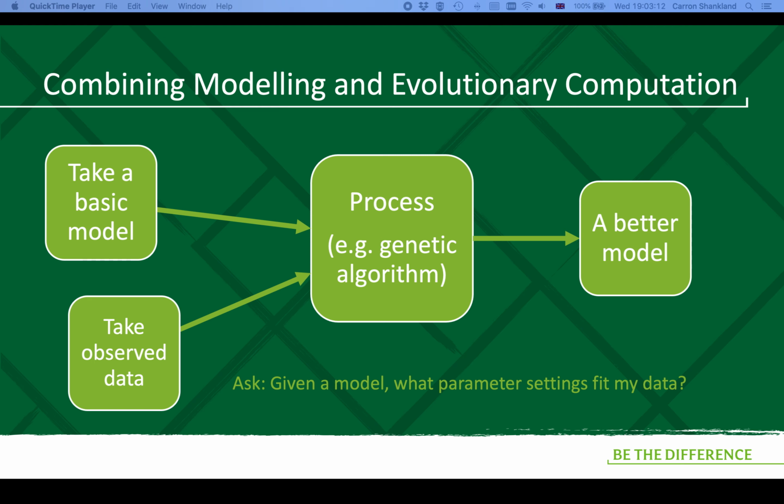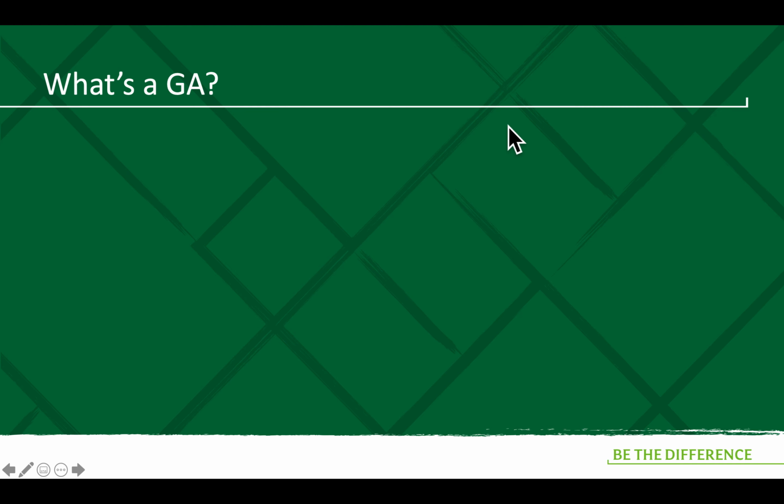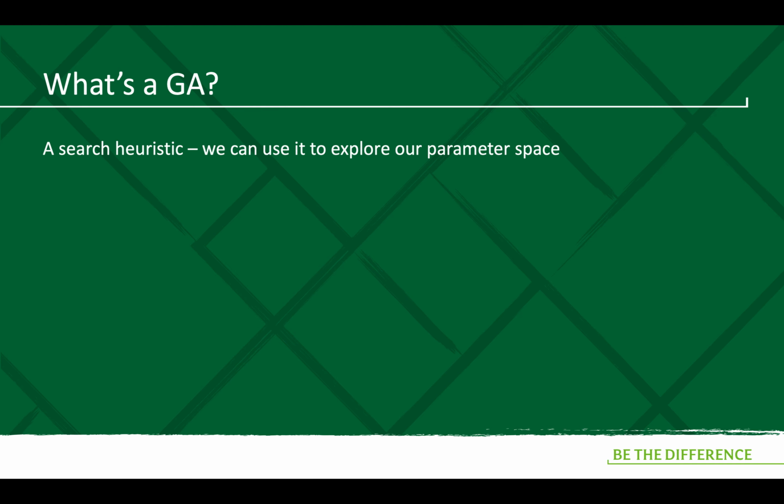So I can give it the observed data and ranges for the parameters that I don't know, and it will come out with the right version of the parameter settings. Brilliant. Okay, I'm not sure if you know what a genetic algorithm is. It's a search heuristic. So we use it to explore the parameter space that we have.